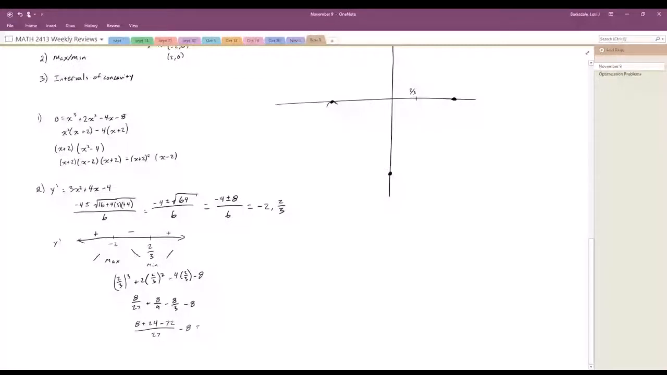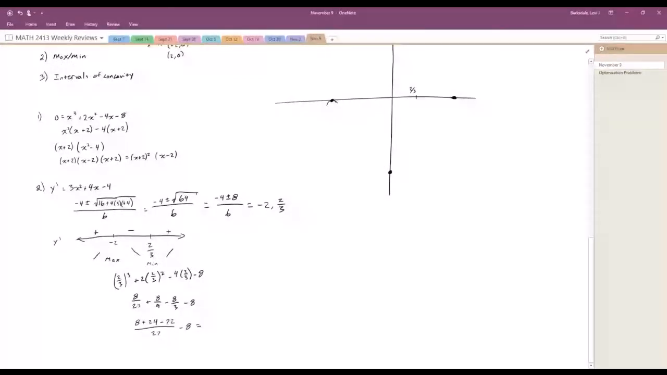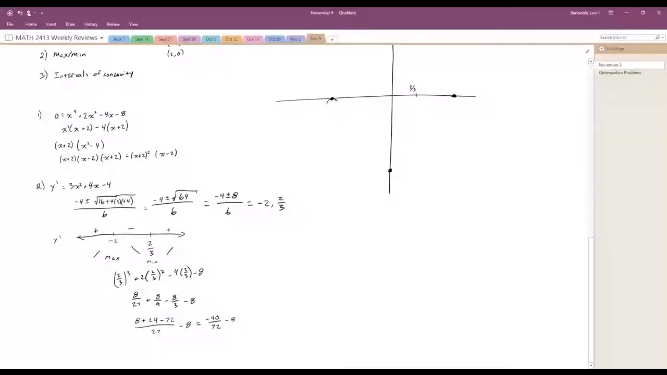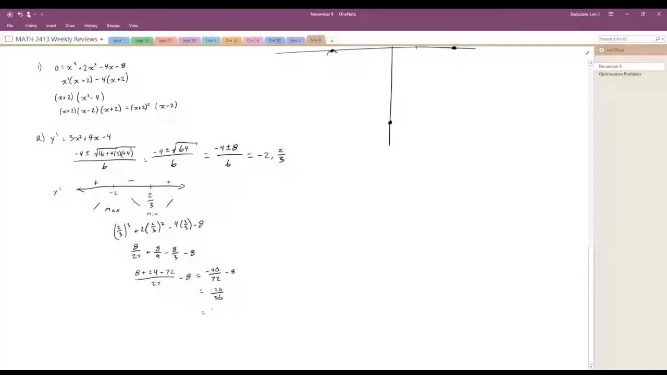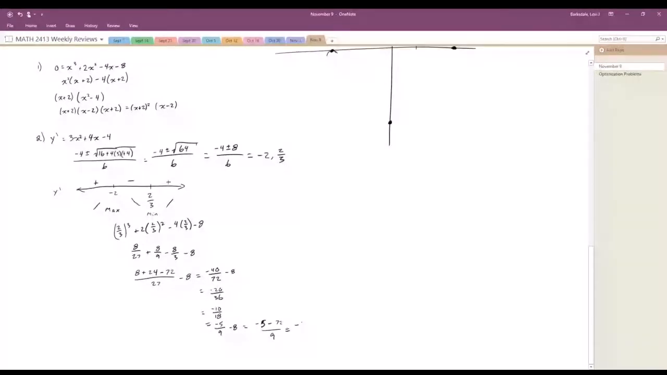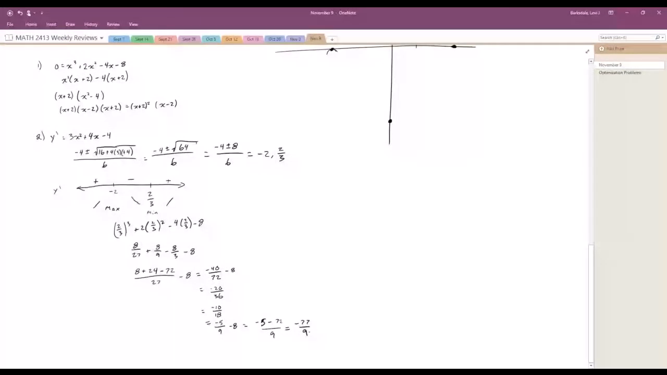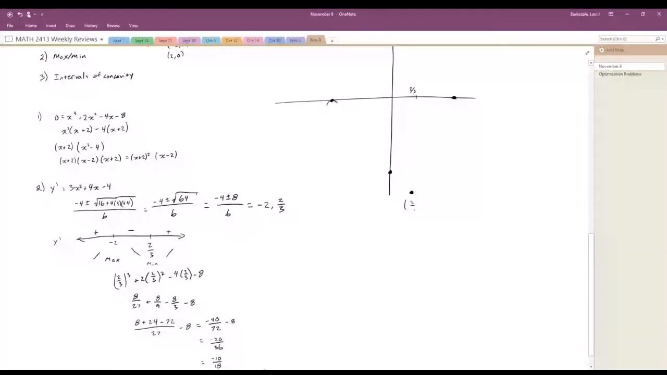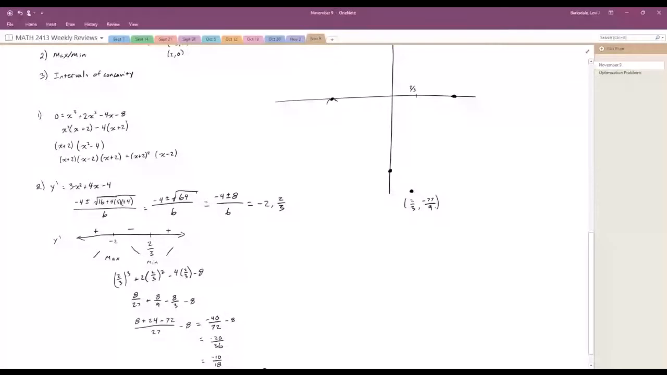That's going to be 32 minus 72 is negative 40 over 72 minus 8, which is negative 20 over 36, which is negative 10 over 18, or negative 5 over 9 minus 8, which is negative 5 minus 72 over 9, or negative 77 over 9. And I can plot that. So this would be my minimum at 2/3, negative 77 over 9. Okay, lastly, I just need to find my areas of concavity.